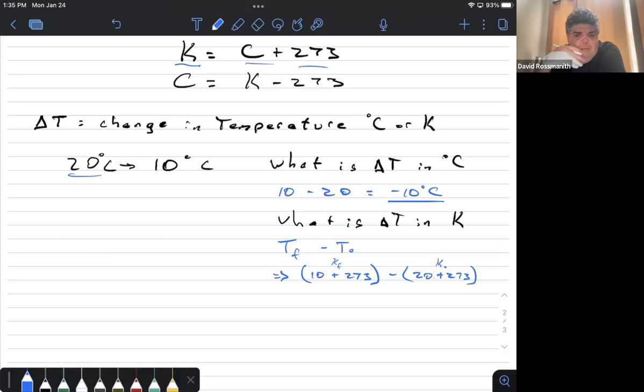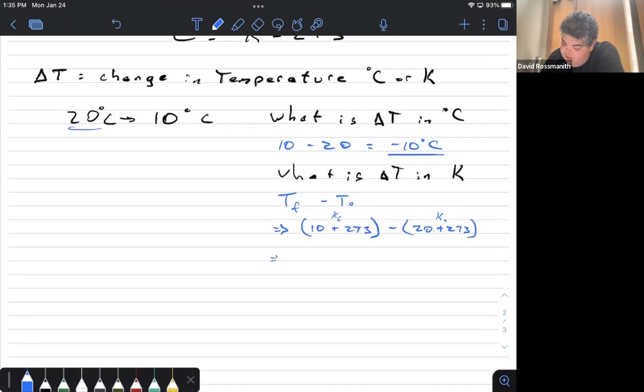And so if I plug this in my calculator, I'll get my answer. But notice something. I don't need a calculator for this. Take off all the parentheses. 10 plus 273, and then minus times 20 is minus 20, minus times 273 is minus 273. So we have a plus 273 and a minus 273, they cancel out. And all that's left is 10 minus 20, which is negative 10 Kelvin. And there we go, there's the proof.